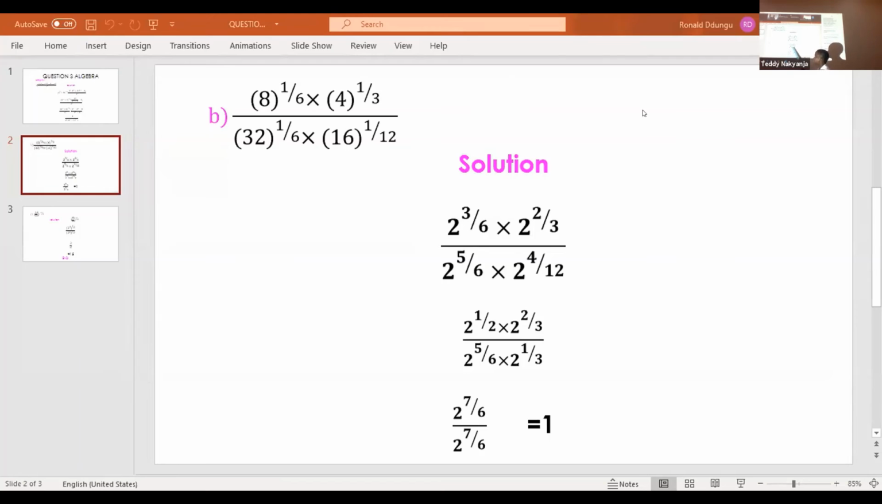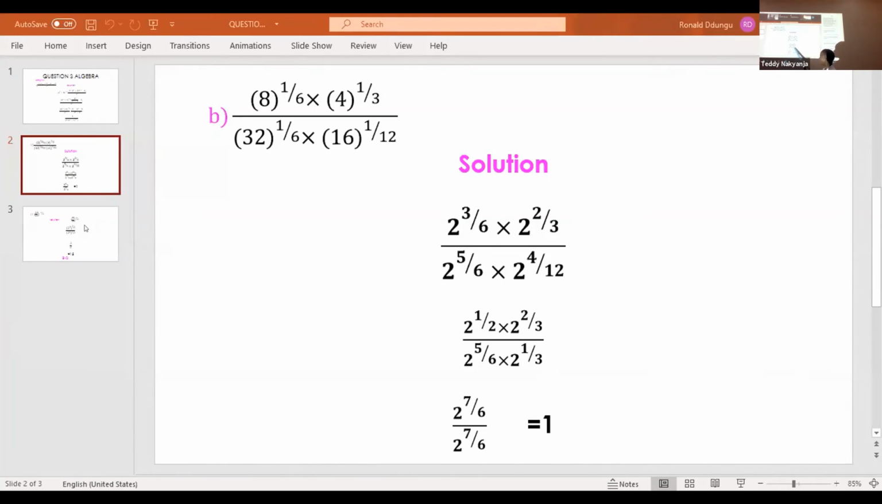The laws of indices, here we are going to maintain one base. Since the base is the same, we shall maintain one base, and then we add the powers. We maintain the 2. When we add the powers, a half plus 2 out of 3, we shall get 7 out of 6. Even for the denominator, we do the same.